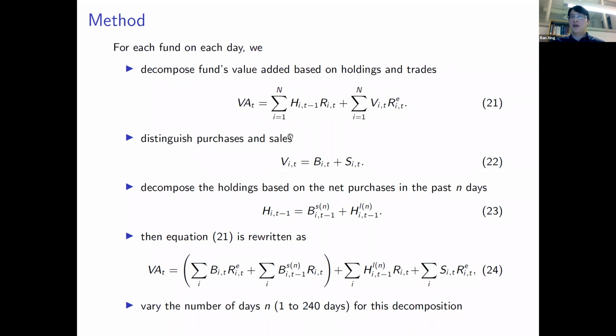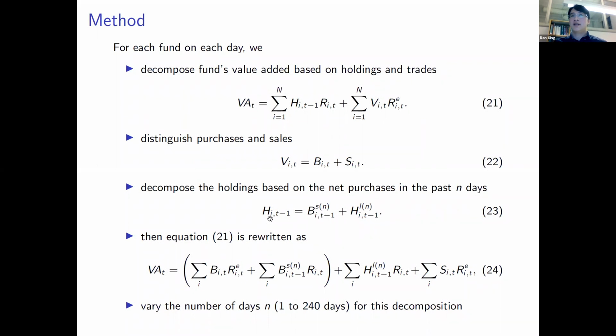Because we're going to decompose based on holdings, and holdings are essentially net purchases in the past days, we distinguish purchases and sales. For the trades on the same day, we denote the purchases as B_{i,t}, and we denote the sales as S_{i,t}, which is negative. And for the holding at the beginning of the day, we decompose the holding of each stock based on the net purchases in the past N days. So for example, for the holding of stock i at the beginning of day t, we decompose it into the first term from the net purchases in the past N days, which is basically the current holding that is shorter than N days, right? So that's the decomposition based on the past length of holding. And the HL_N here stands for the holding which has already been in the portfolio N days ago. So that's the long-term holding.